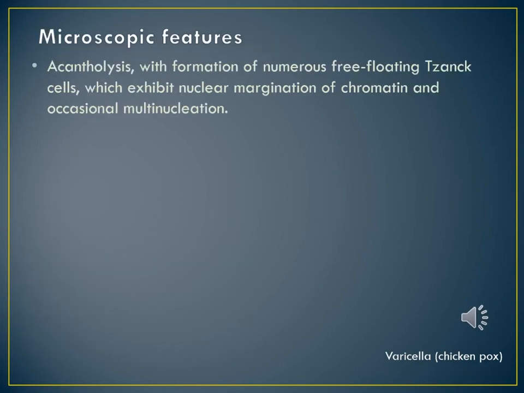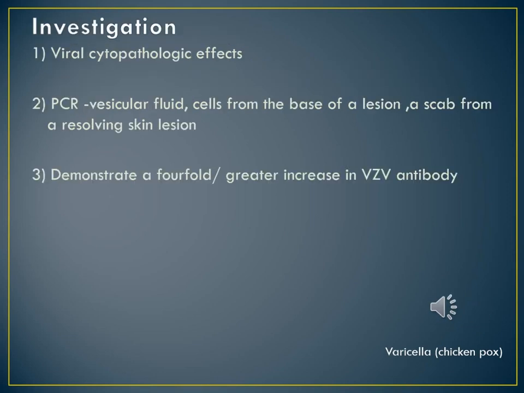The microscopic features for varicella is acantholysis with formation of numerous free-floating Tzanck cells, which exhibit nuclear margination of chromatin and occasional multinucleation. The investigation for varicella include viral cytopathologic effects present within epithelial cells harvested from vesicular fluid, and we can perform PCR on vesicular fluid, cells from the base of a lesion, or a scab from a resolving skin lesion. We can also demonstrate a 4-fold or greater increase in varicella zoster viral antibody titers between acute and convalescent serum samples. However, this is not preferable in vaccinated persons.